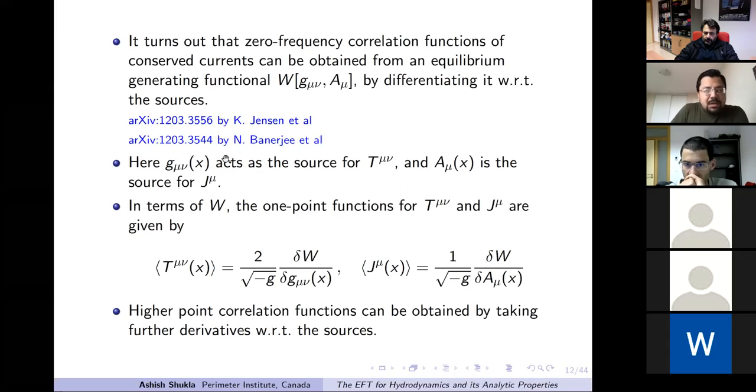In terms of this equilibrium generating functional, the 1-point functions for the stress tensor or the current are simply given by taking functional derivatives of W. The 1-point function of T^μν is defined as one functional derivative of W with respect to the metric. Similarly, the functional derivative of W with respect to the vector field A_μ gives me the current J^μ. Higher point correlation functions can similarly be obtained by taking further derivatives with respect to the sources. So we have this static generating functional.